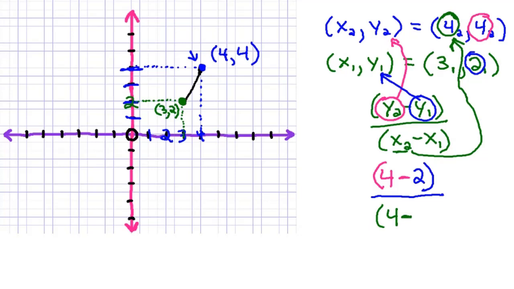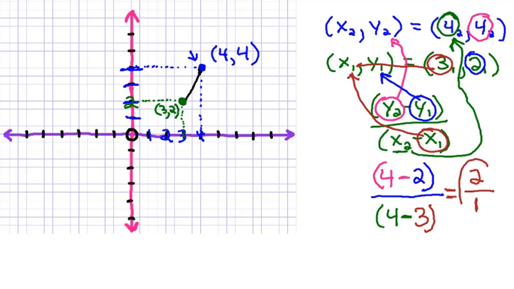And then we're going to have minus x1. So we're going to look over here. Here's your x1, which in our case is 3. So this is going to be 4 minus 3. So all you have to do is do the subtraction. So 4 minus 2 is 2 over 4 minus 3 is 1. So your slope is going to be 2 over 1.